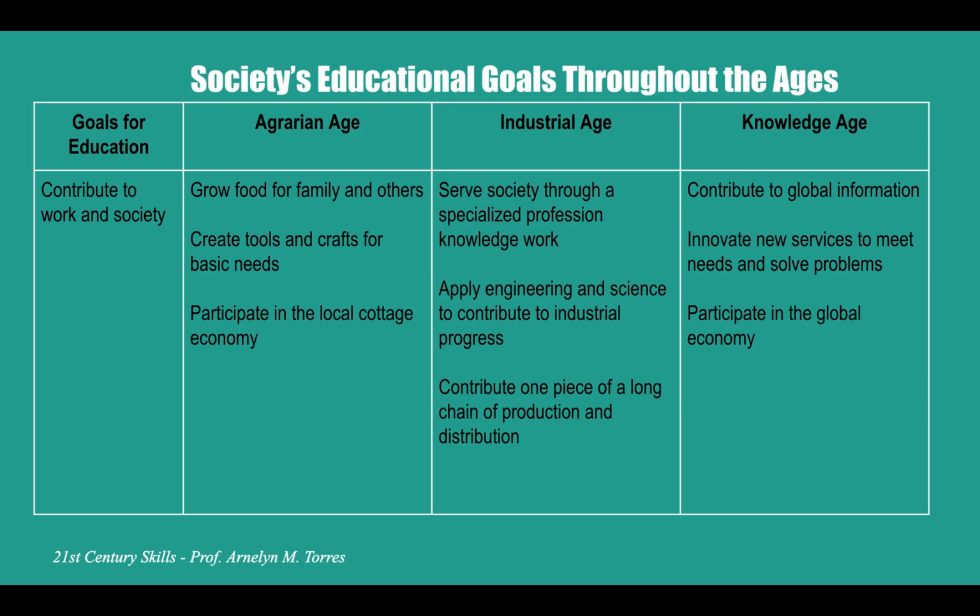Like I have previously mentioned, the cottage economy would mean coming up with crafts such as wooden baskets or straw brooms. Moving to the industrial age, people are expected to serve society through a specialized profession and knowledge work. So, how do you serve the society?